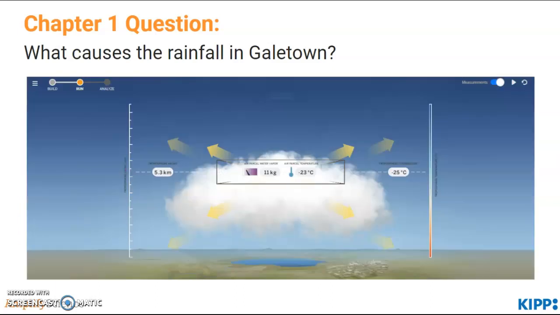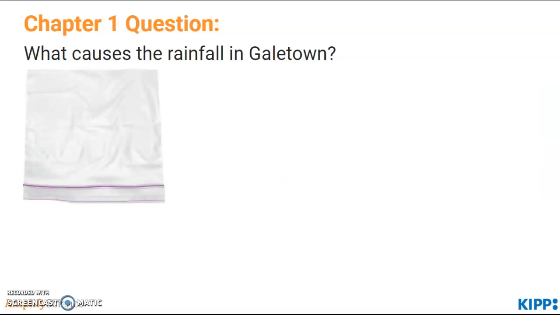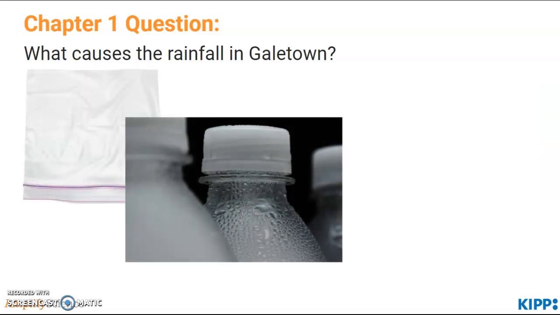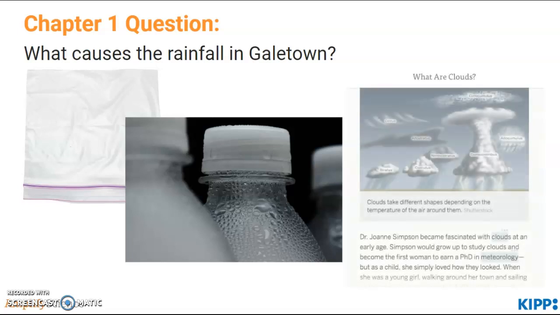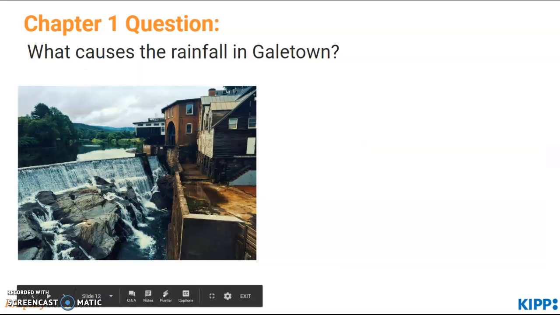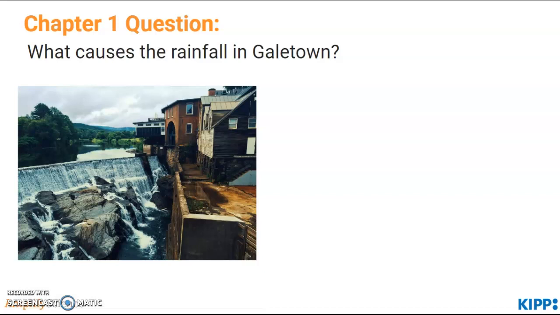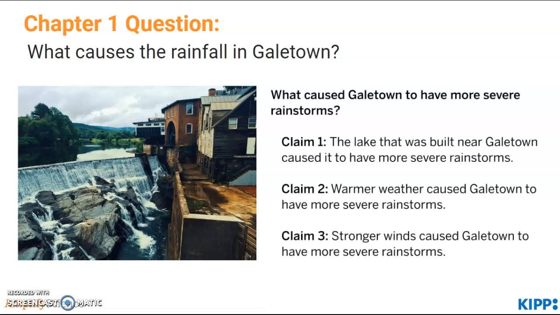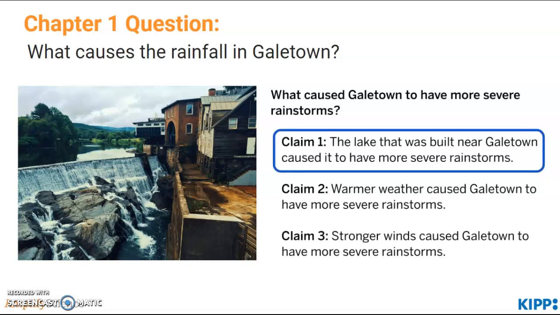Next, students investigate evaporation by exploring the relationship between the amount of surface water and rainfall in the sim. In the following lesson, students complete a hands-on investigation about condensation and read an article about clouds. By the end of chapter 1, students discover that the creation of a lake near Galetown has contributed to the severity of the storms.